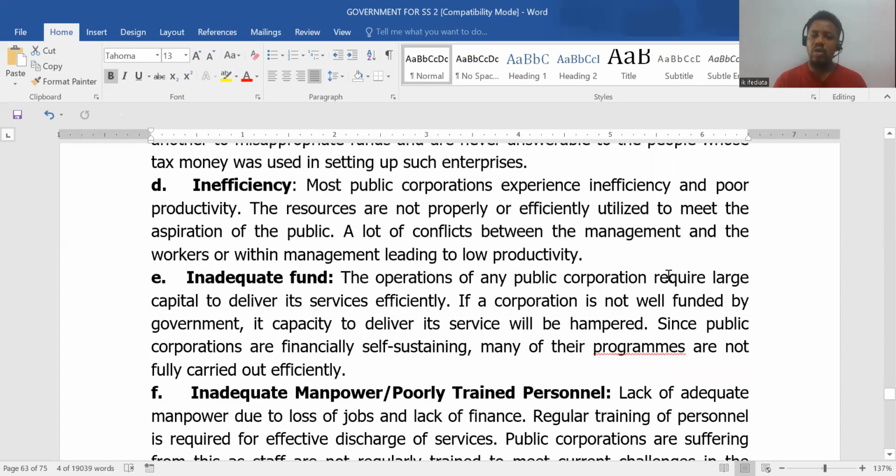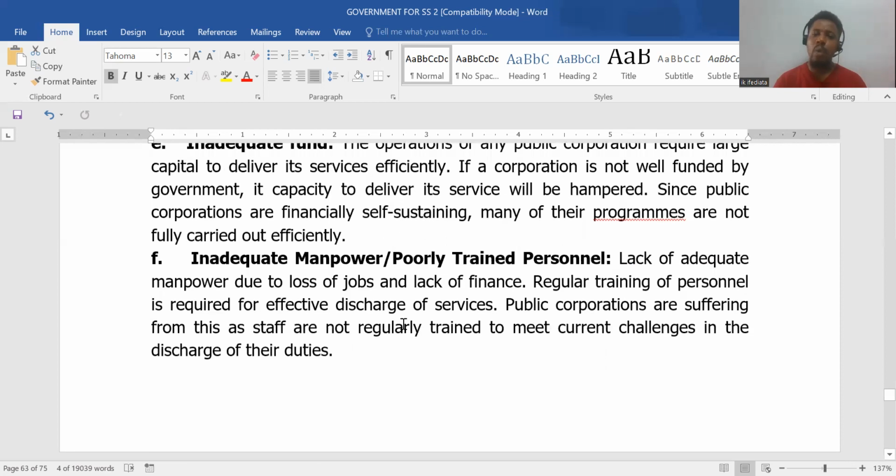right? So many public corporations, that's number 5, require large capital for them to work efficiently. And if they are not well funded, they cannot achieve their goals. They cannot render services, right? They cannot get to the point where they become self-sustaining, right? So they require funds.